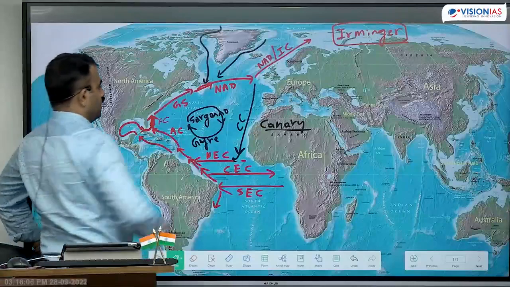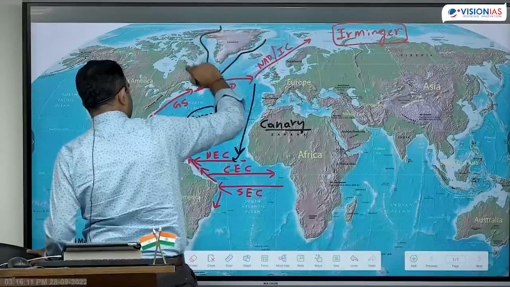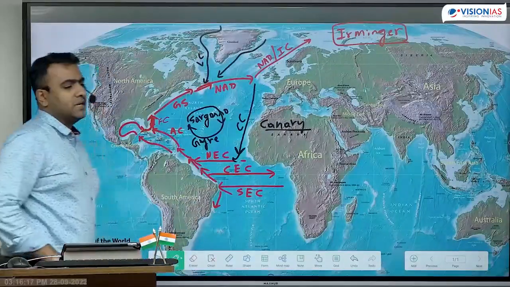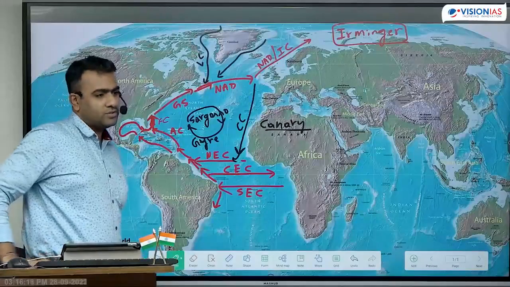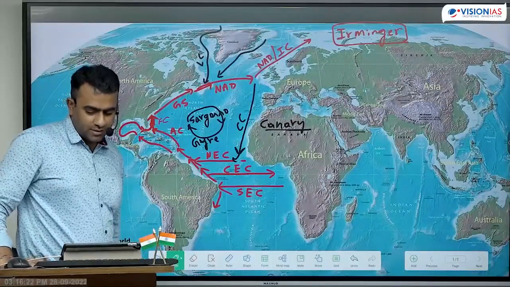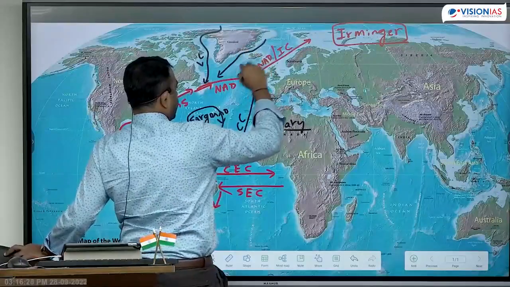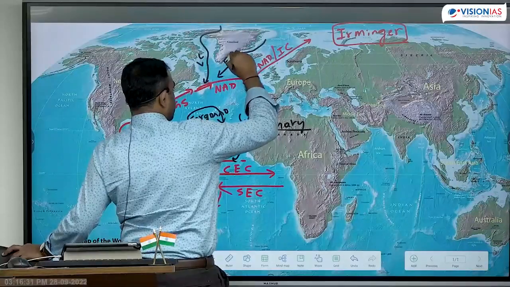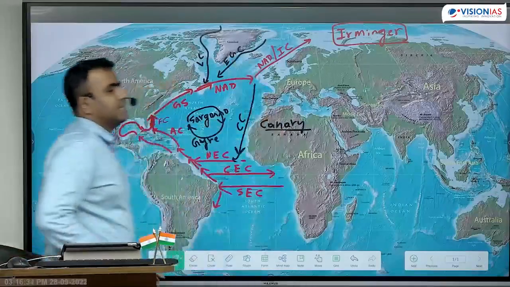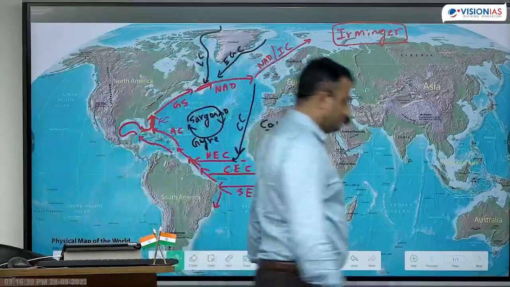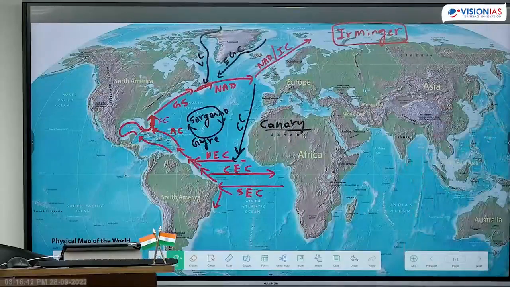The first one, which flows between Greenland and Canada, is called the Labrador current. Its direction is important. It is coming from north to south and is merging with the warm water. Second, the one which is flowing between Greenland and Iceland is called the East Greenland current. Location is very important. East Greenland current flows between Greenland and Iceland. Labrador current flows between Canada and Greenland.